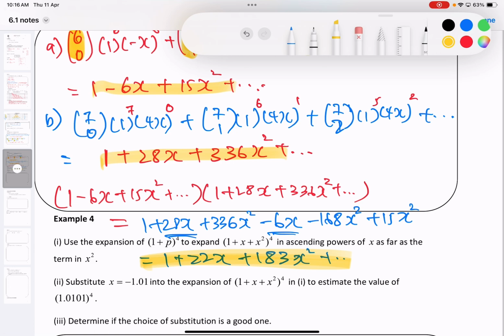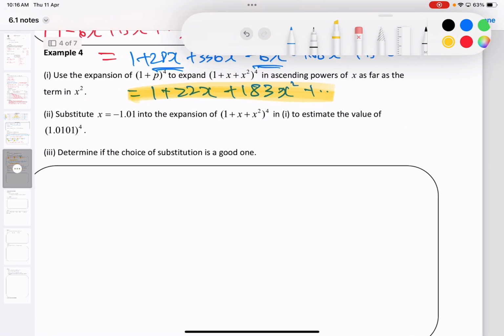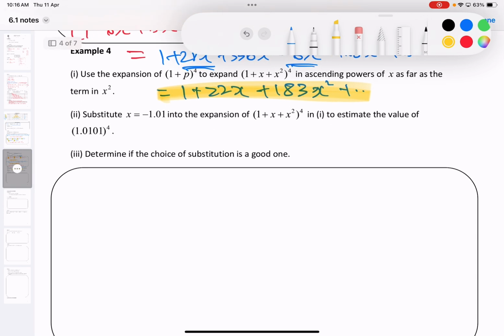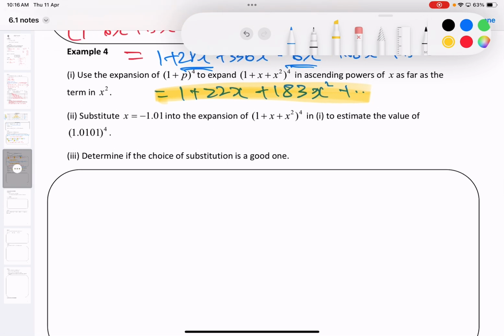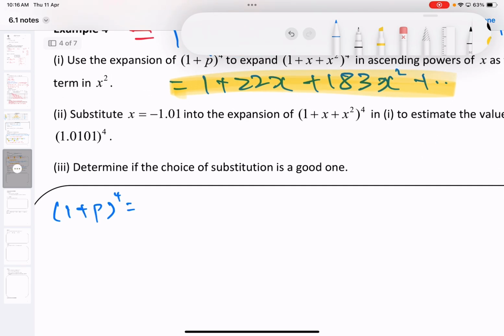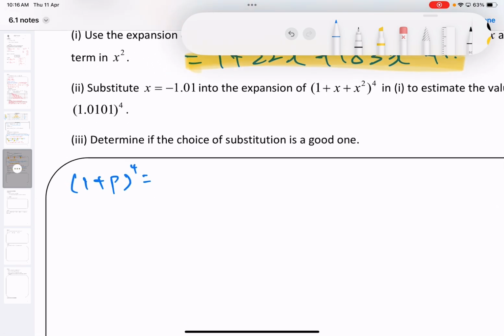Okay, example number 4. This one is a little bit more tricky. They say use the expansion of (1 plus p) to the power of 4 to expand (1 plus x squared) to the power of 4. So let us expand this one. Space is constrained, so I'll write a little bit smaller. Let us expand this thing first.